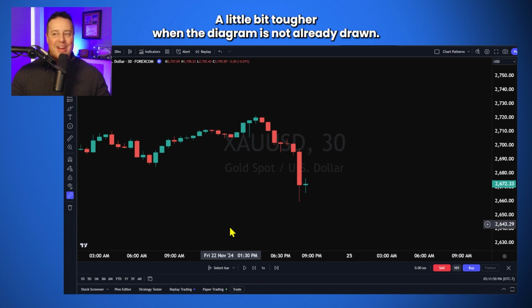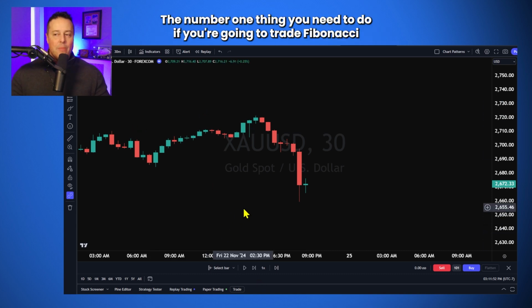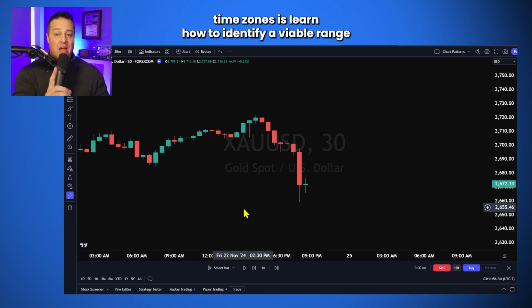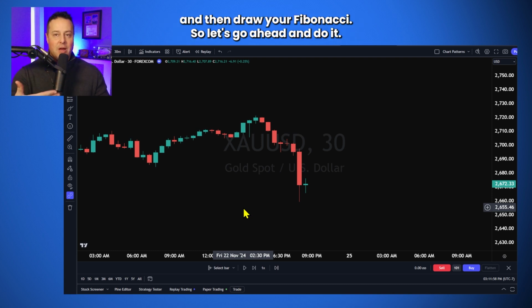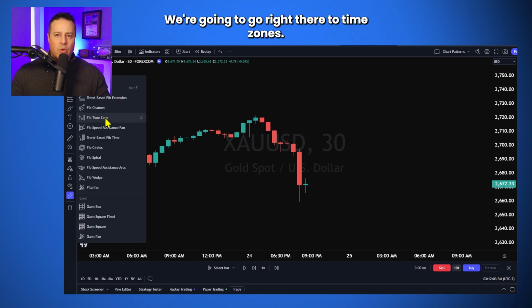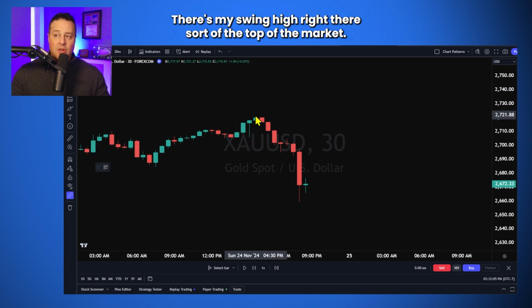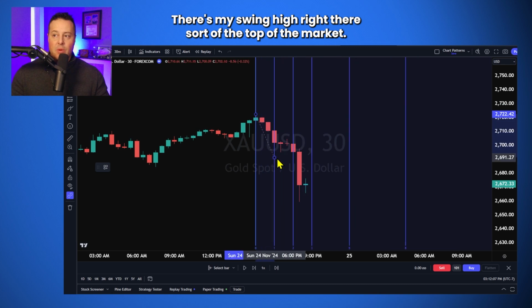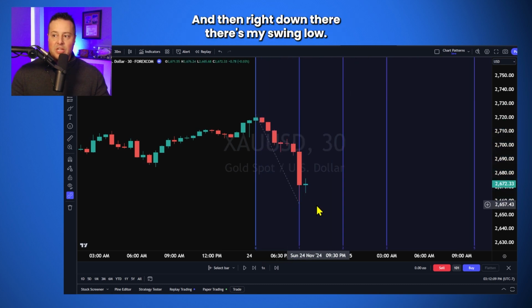A little bit tougher when the diagram's not already drawn, isn't it? The number one thing you need to do if you're going to trade Fibonacci time zones is learn how to identify a viable range and then draw your Fibonacci. So let's go ahead and do it. We're going to go over here on TradingView to our Fibonacci tools. We're going to go right there to time zones. There's my swing high right there, sort of the top of the market. And then right down there, there's my swing low.